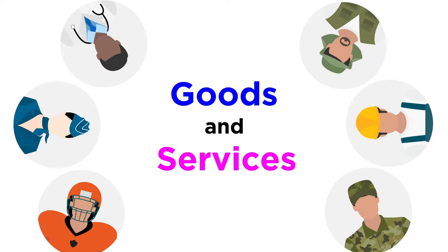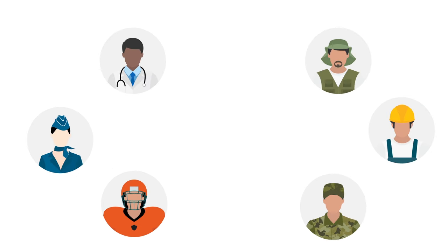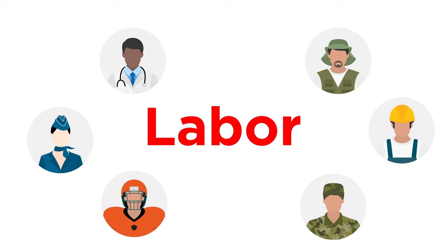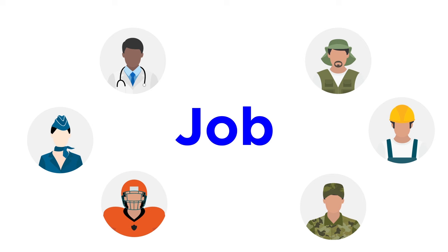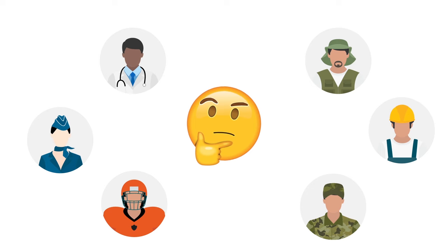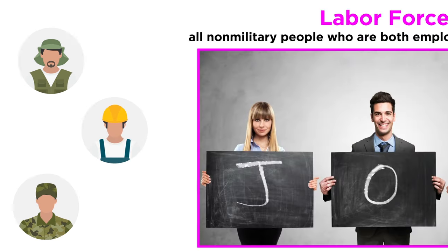In this series, we've talked quite a bit about goods and services. Now it's time to look at the people who produce all those goods and services. These are people who perform labor, which means they must have a job. But how do we determine who has a job and who doesn't? The answer is actually more complicated than one might think.